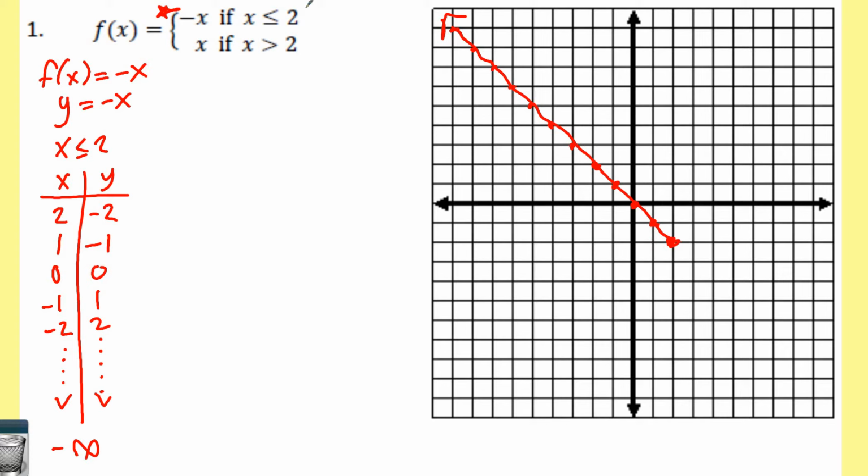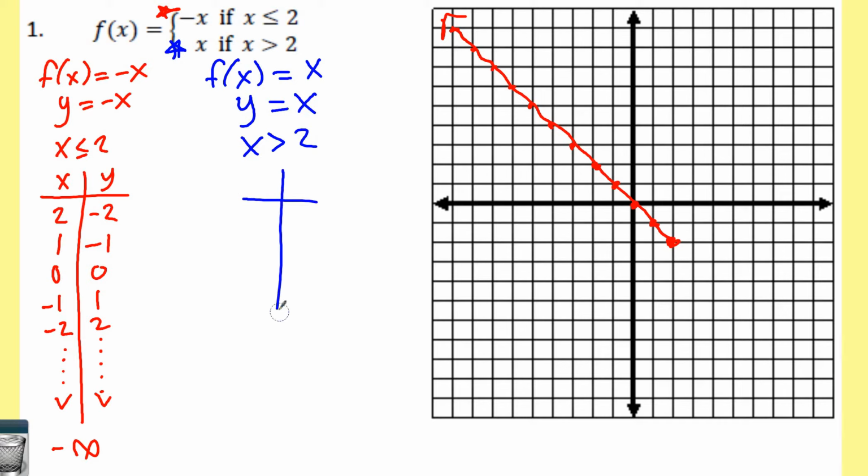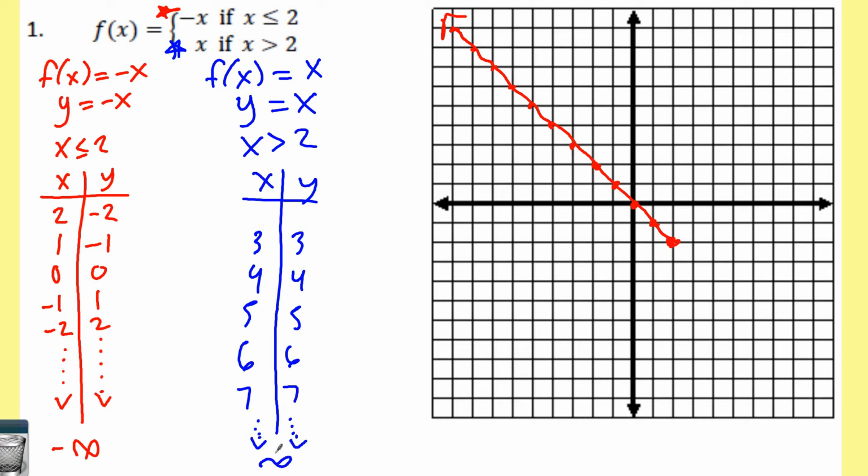So that's the first part. Now there's a second line. f of x equals x, so y equals x only when x is greater than 2. If I make a table here, I can plug in numbers that are bigger than 2. When I plug them into my equation, I just get the same thing. And that can keep going forever in the positive infinity direction.